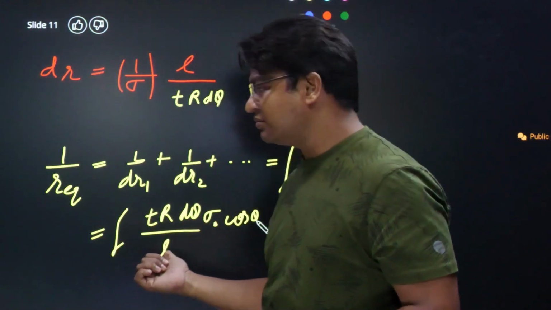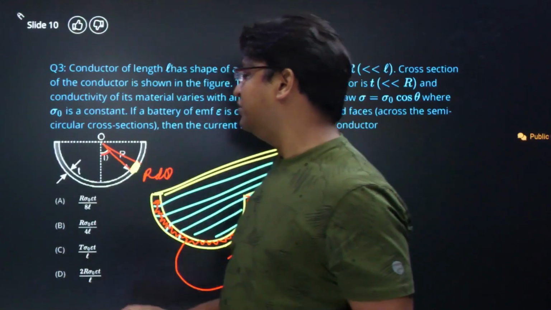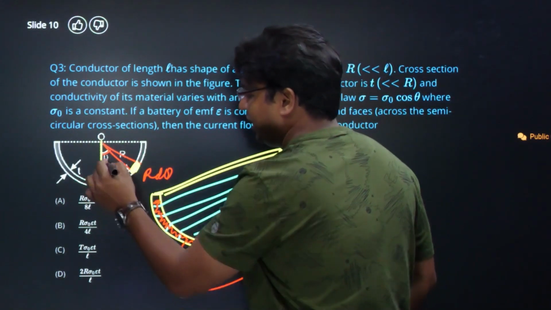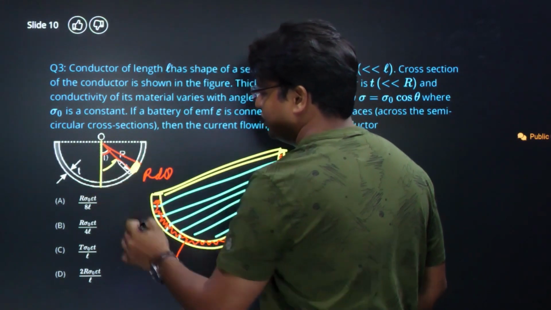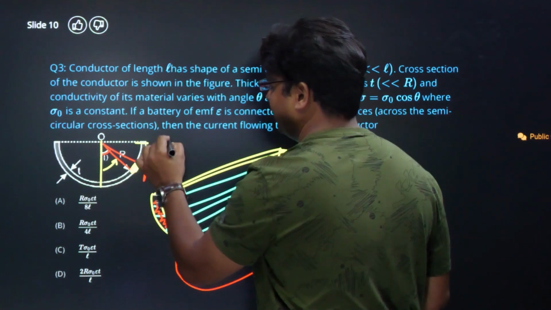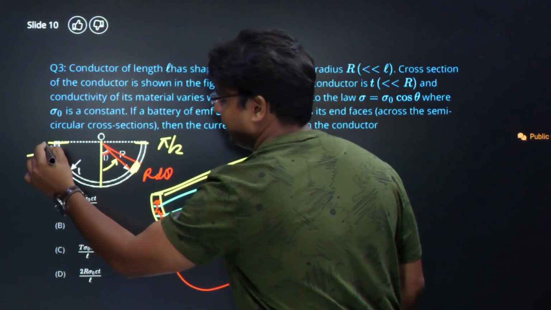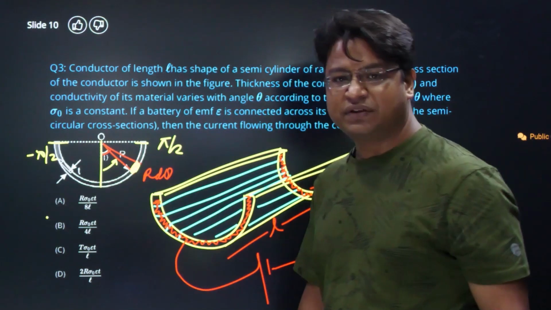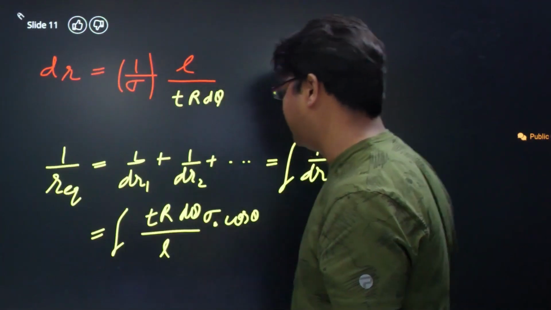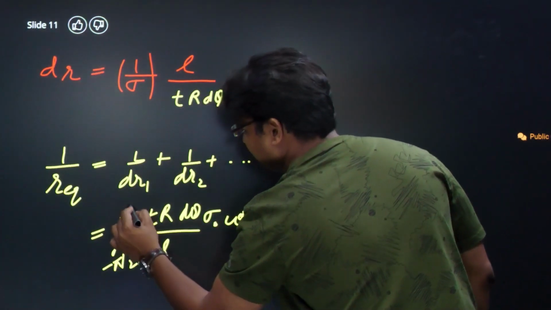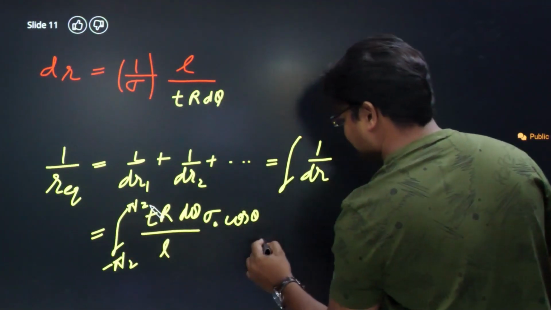Since we are integrating in terms of theta, the values of theta will be the limits. So theta is measured from the midline, and it is measured in this direction. So this point will correspond to an angle of pi by 2, and this point will correspond to an angle of minus pi by 2. So the limits of theta will change from minus pi by 2 to plus pi by 2.